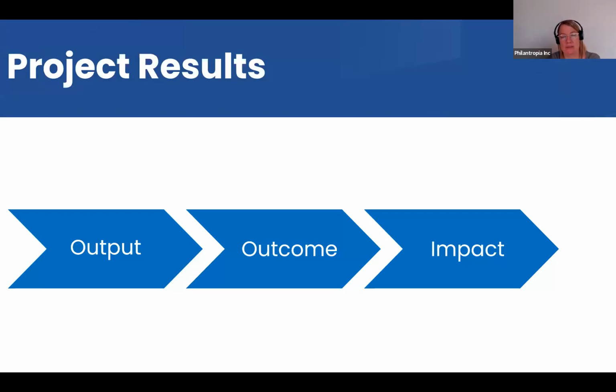Then you have the outcome. And the outcome is kind of midterm. So what happens next? What do the teachers do with that? Ideally, they would use their knowledge and have better lessons, because they've learned how to design lessons, or how to talk to students in a different way, whatever it might be, what they have learned. So that's the midterm result of the activity that you did. What happens next? What do the people that you've trained do with their new knowledge?